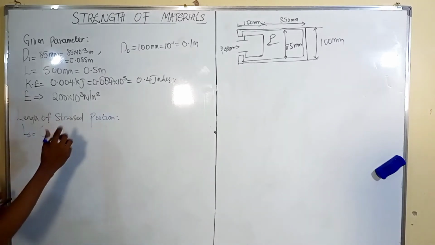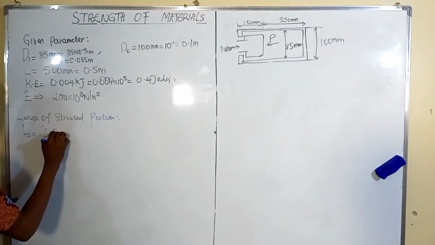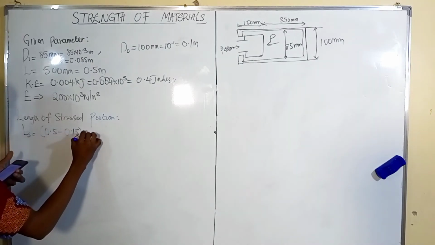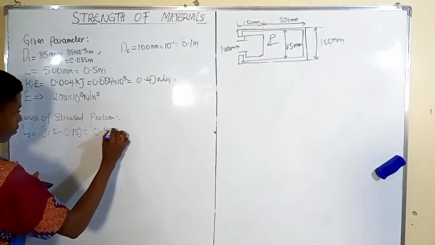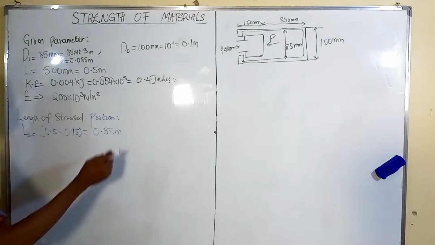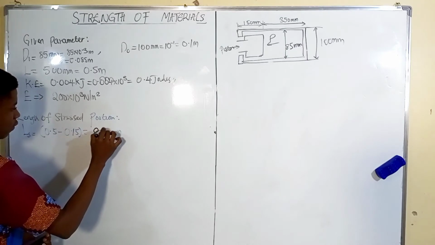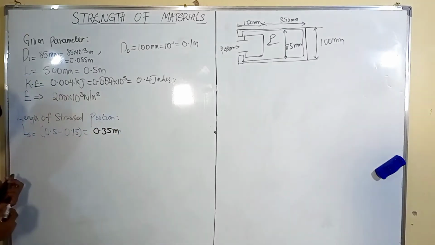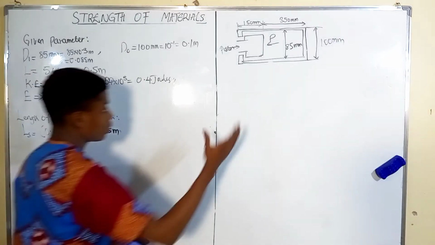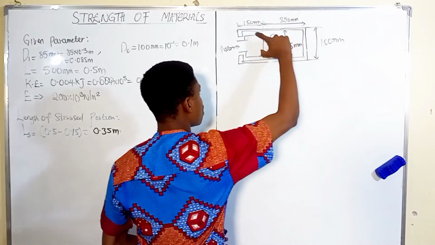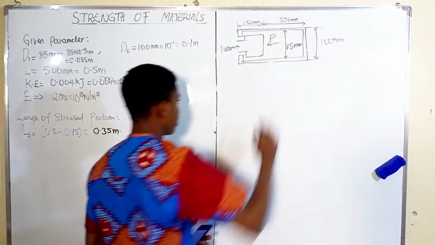Now it is 0.5 minus 0.15. This is 0.35 meters. So we're having the length of the stressed portion as 0.35 meters. So this is the length of the stressed portion. Now this is the stressed portion, the movement of this point to this point. This is the part that has been stressed.